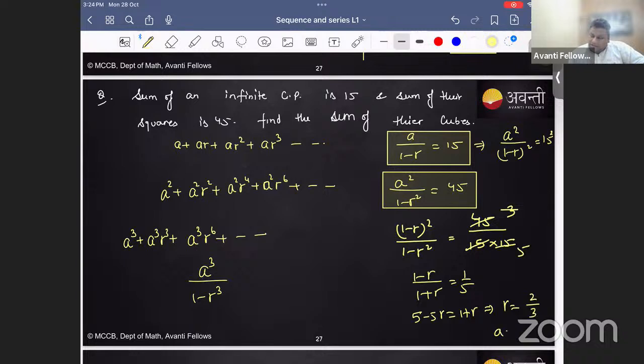If R is 2 by 3, A will be 10. A will be 15 times 1 by 3, 5. Now you have A, you have R. Find this. A cube is 125 upon 1 minus 8 upon 27. So 125 upon 27 minus 8. 19 upon 27. This is going to be your final answer. Correct? A upon 1 minus R. So it will be A cube upon 1 minus R cube. Am I clear?